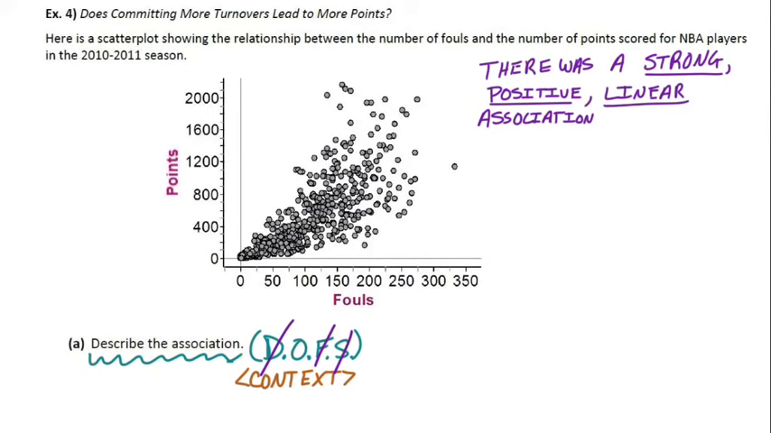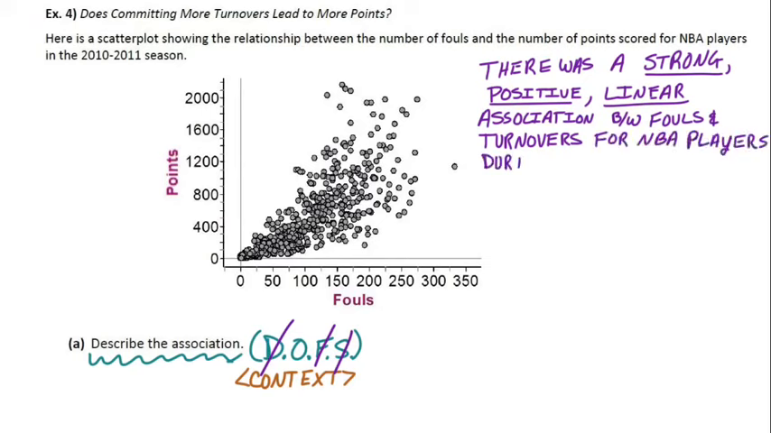But right now I would lose points because I'm lacking context. I'm not talking about what that applies to. So words from the problem: between fouls and turnovers, for what group? For NBA players in the 2010 to 2011 season. So that covers the context bit.